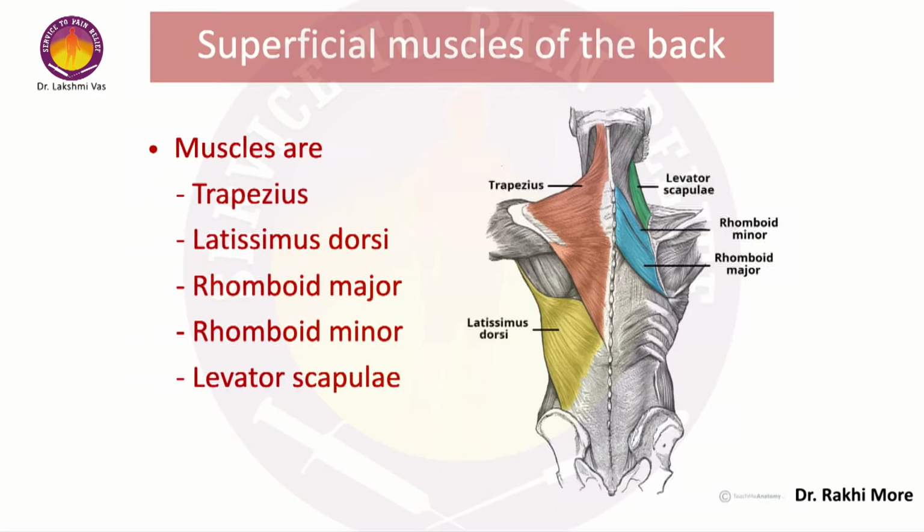Now which are these muscles? These are the trapezius, the latissimus dorsi, rhomboid major, rhomboid minor and the levator scapulae. So these are the five muscles which belong to the superficial group. We are not going to discuss the upper back muscles in much detail because the topic of the workshop today is the lower back muscles. So we will just go through the images of the trapezius, rhomboid major, rhomboid minor and levator scapulae. We will see the latissimus dorsi later.